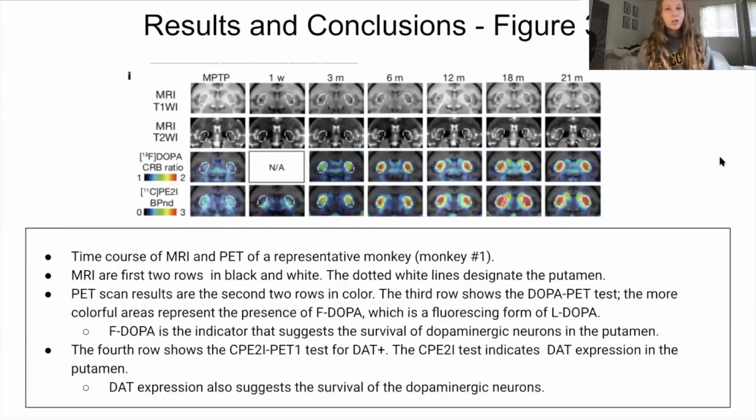So the first two black and white rows on top are MRI results. And the white dotted line is outlining the area of the brain called the putamen.